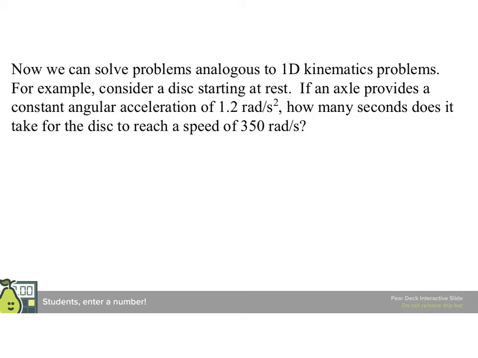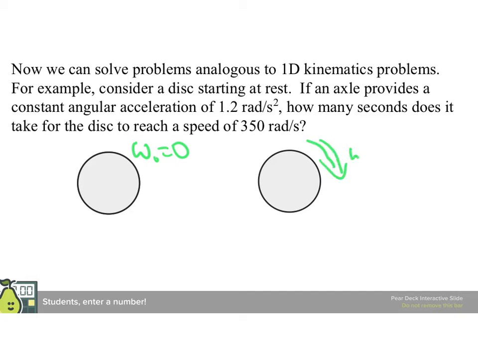For example, consider a disk starting at rest. If an axle provides a constant acceleration of 1.2 radians per second squared, how many seconds does it take for the disk to reach a speed of 350 radians per second? So here is our disk starting at rest, so omega 0 equals 0. We've applied an acceleration so that sometime later it's got a speed, we'll say it's going this way, and it's 350 rads per sec. That's because we've applied an acceleration to the disk like this, which they tell us is 1.2 radians per second squared.